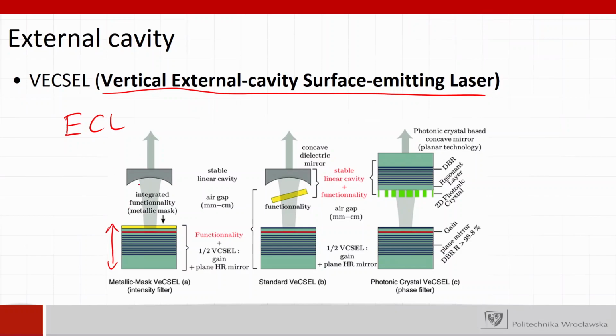So by doing that, we have a free space segment, just an air gap where you can put some elements inside. So for example, we can put a diffraction grating inside, or filters, or any other functional components that we would like to have here, right?